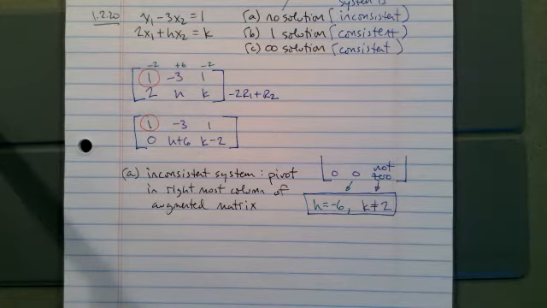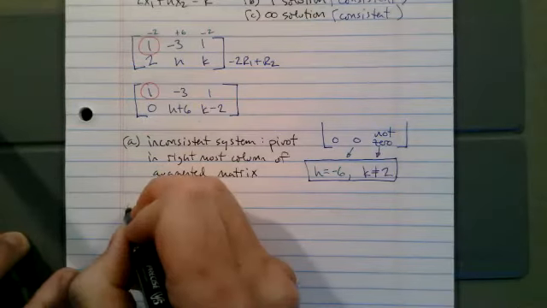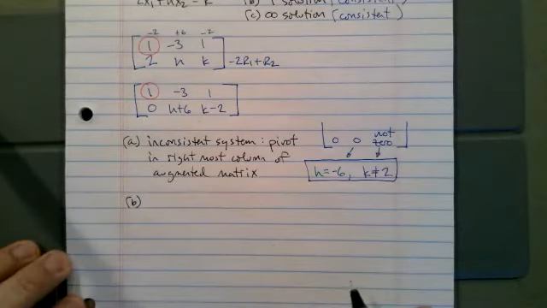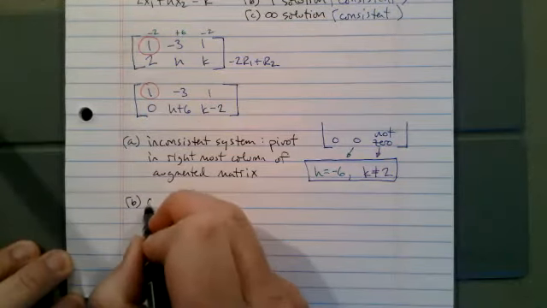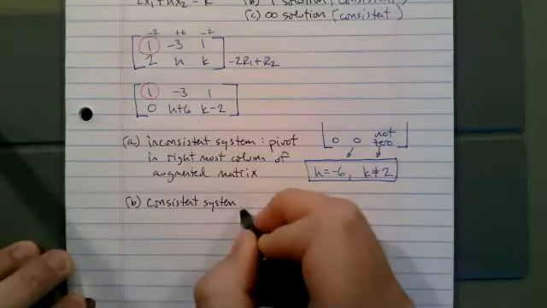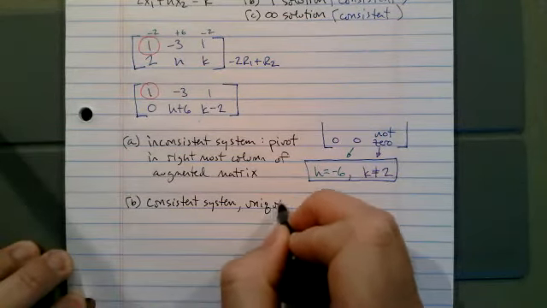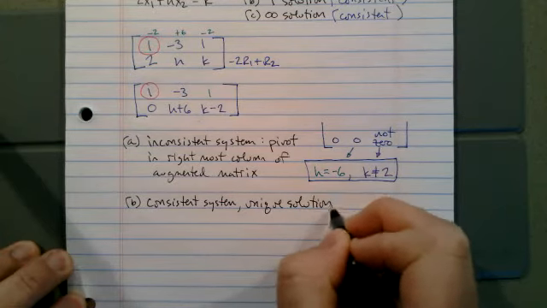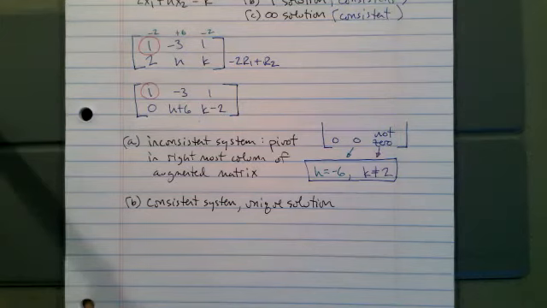In part B, we want to have a consistent system with a unique solution, and that means no free variables. That means each column corresponding to a variable must be a pivot column. So let's look at what B has to have. So in B, we need a consistent system with a unique solution. And this requires a couple of different things.